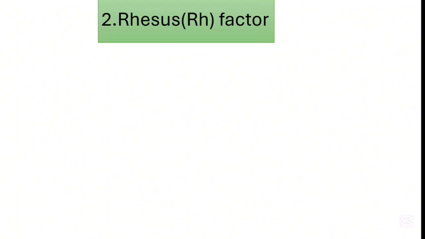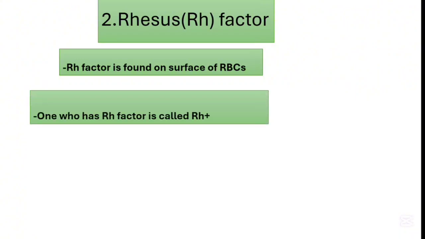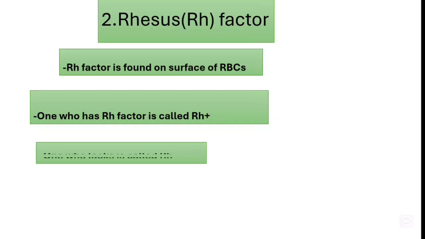Number 2 we have is rhesus factor. Blood group is classified based on rhesus factor, and the RH factor is found on the surface of RBCs. One who has RH factor is called RH positive, and one who lacks it is called RH negative.